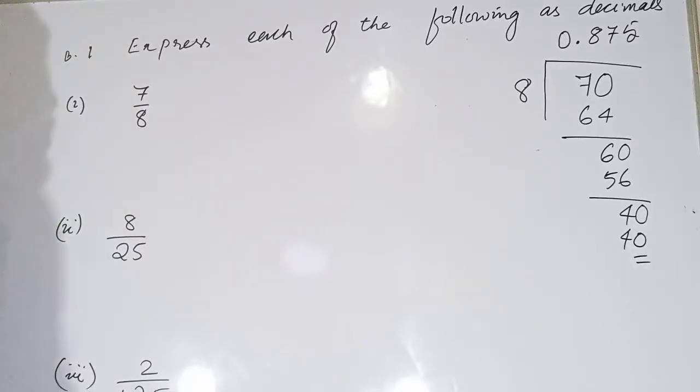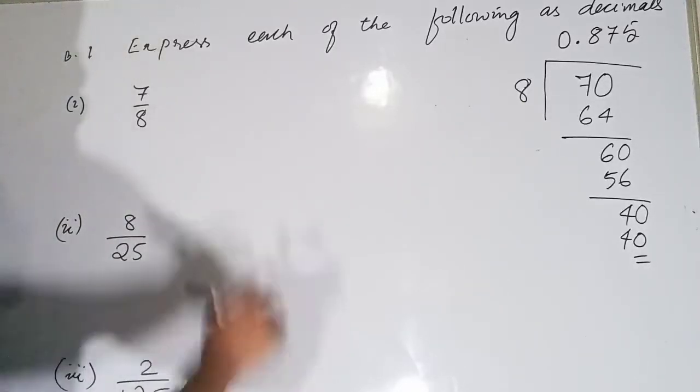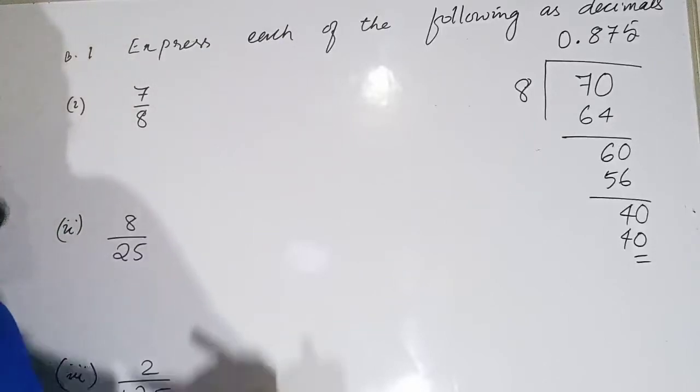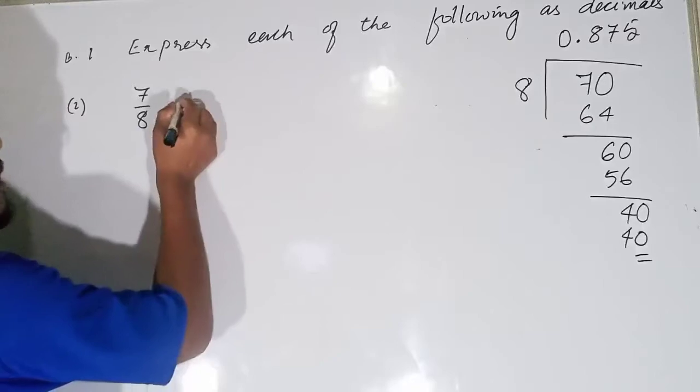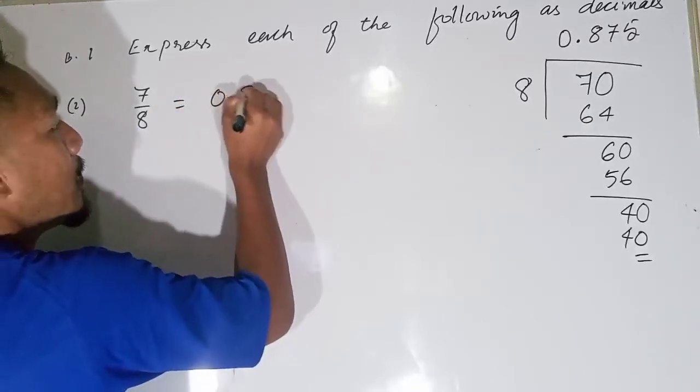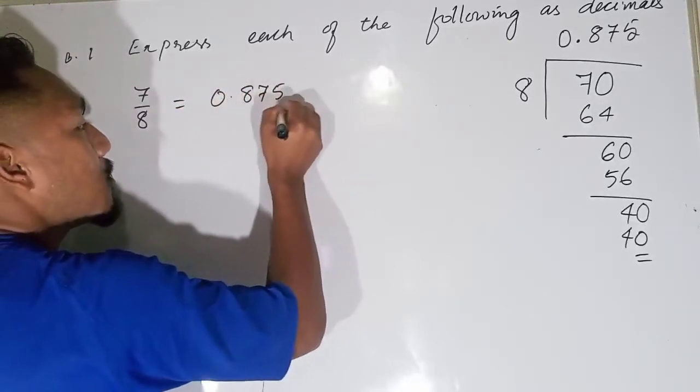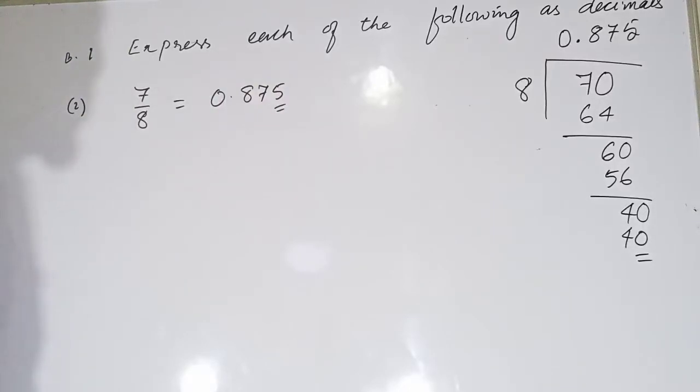0.875. Now this one also, if you divide it, we get the same thing. Or you can also do the same thing here. We can write this one as 0.875. So this is our answer by division.